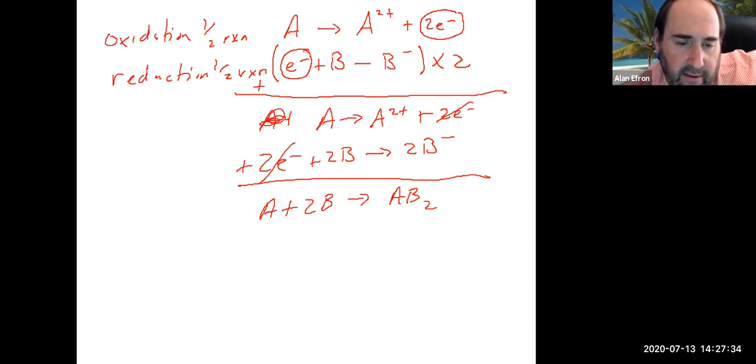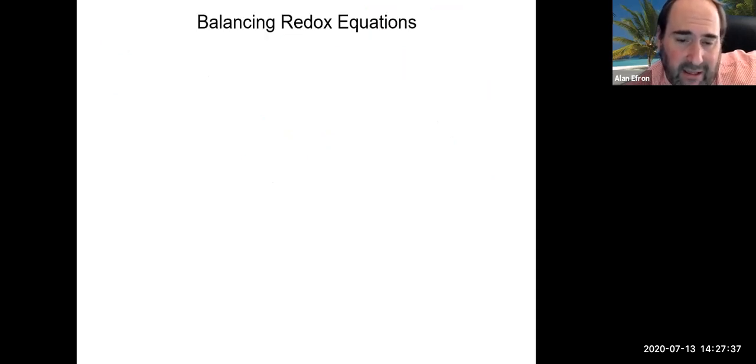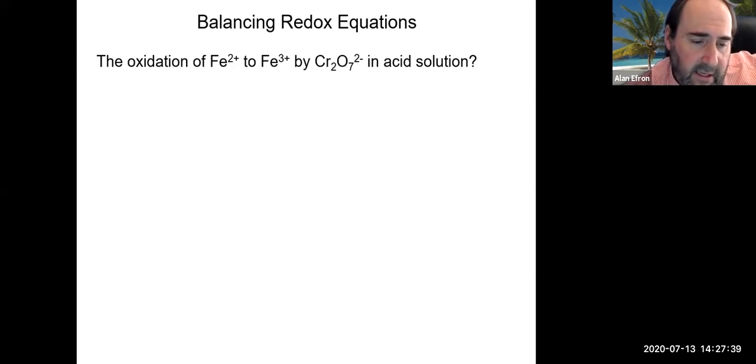Now, when we do balance sort of redox reactions, a little bit more difficult is the way that we balance them when we're dealing with either acidic or basic solutions. So if you're dealing with acidic solutions or basic solutions, it's a little bit more in detail how we go about canceling them or sort of balancing these guys.